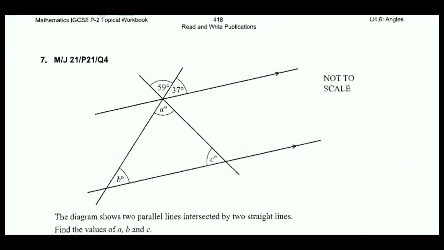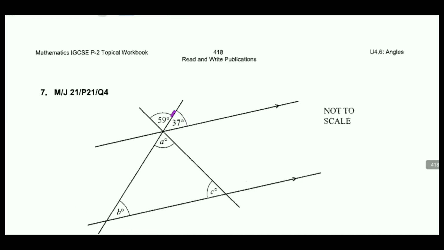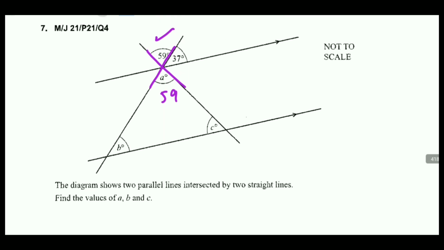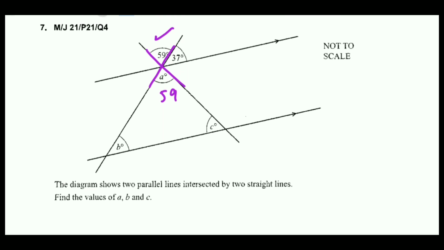180 minus 59 minus 37. Okay, so what will we do here? You can see this x here. So as I told you, the vertically opposite angles property. You can see this x, it means this angle and this angle should be the same. If that is 59, this should also be 59. So it means A is 59. Which property is used here? Vertically opposite angles property.